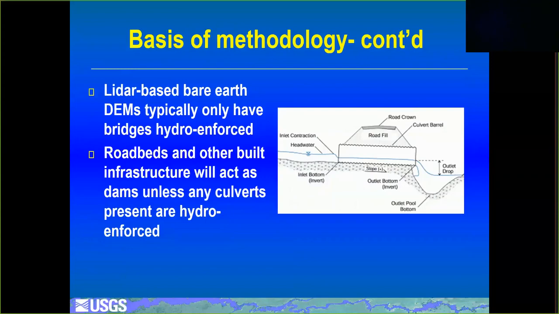So if you model runoff over a surface that does not have hydro-enforced culverts, basically the road beds or railroad grades or other built infrastructure is going to act as a dam. The LIDAR returns are going to be off the crown of the road and the ditch slope, but the DEM has no way to know that water can pass through that culvert until you hydro-enforce it.